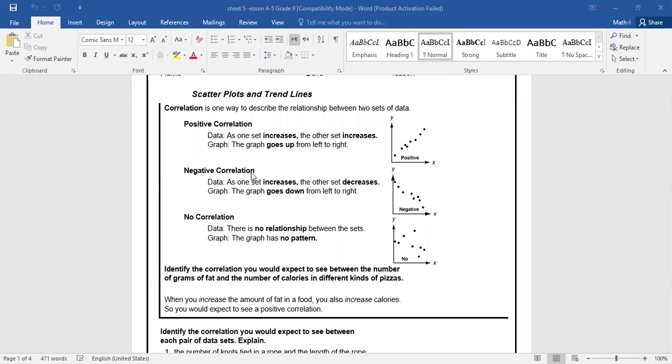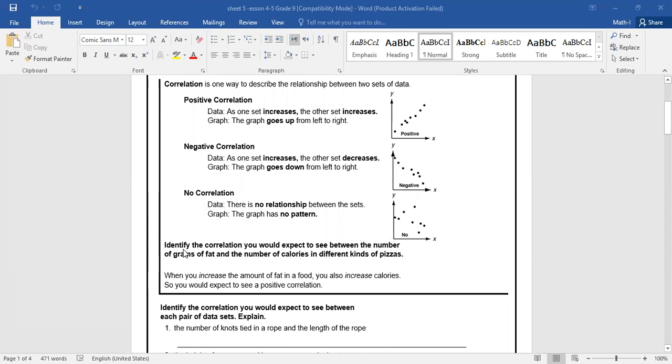What is a negative correlation? As one set of data increases, the other set decreases. The graph goes down from left to right. A positive correlation goes up from left to right. No correlation means there is no relation between the sets, and the graph shows no pattern.